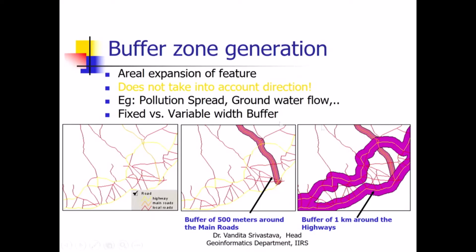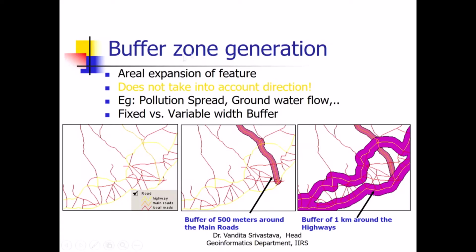So buffer can be of two types. It could be a fixed width buffer or it could be a variable width buffer. Here we show you that for different categories of roads you can have different width of buffer. For example, for highways you may like to have a bigger buffer. For the streets you may have a smaller buffer, or to have an automatic calculation of the widths. So we will use the variable width buffer here.